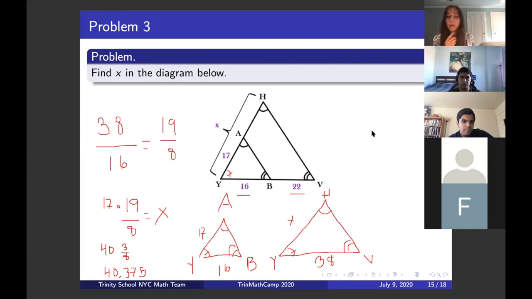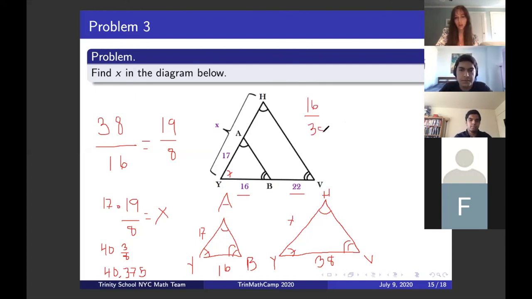Yeah, some people did this with the proportions, where they basically said this side to this side equals this side to this side. This is probably how they teach you in school, but you say 16 over 38 to this side to this side equals 17 over x. And that's true because you're just saying, okay, the proportion from this to this is the same as the proportion from this to this, because we know they're all in the same proportion.